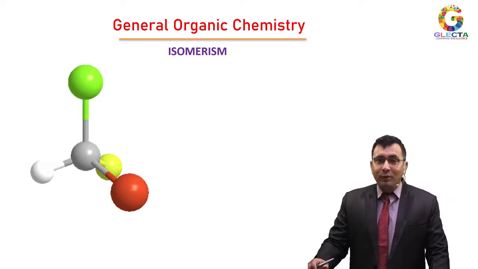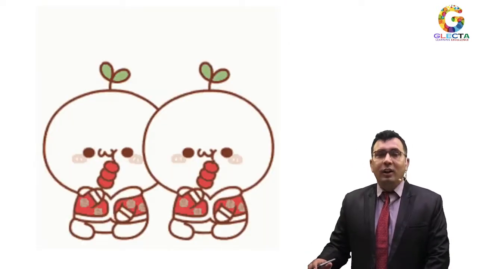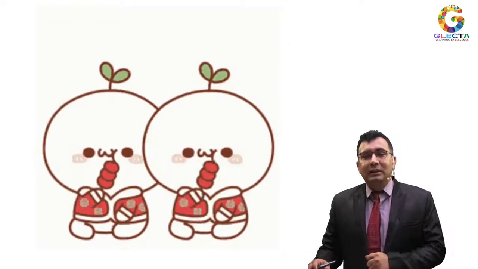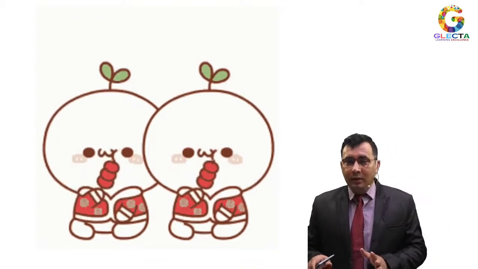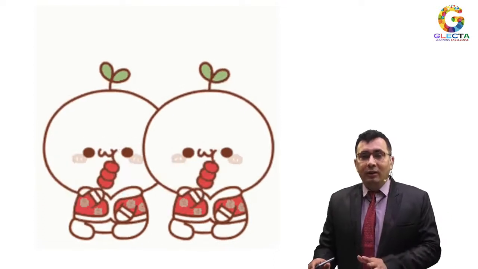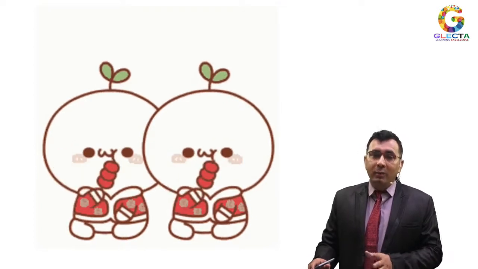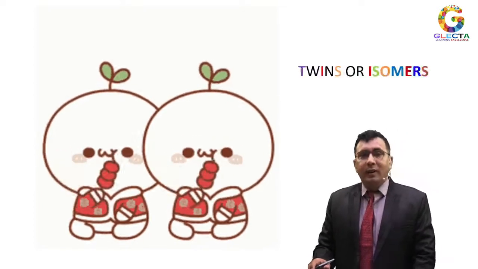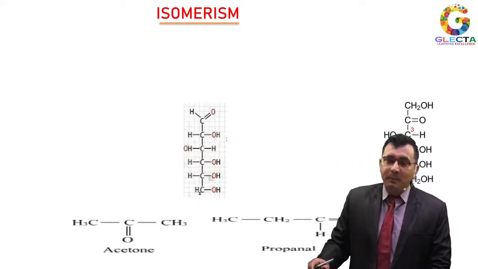Now, before we start isomerism completely, I want to show you one more figure. You see the twins: externally, look-wise, they are similar, but in attitude, behavior, and internal structure, they are different. So we can call them isomers of each other. Now, what is the exact definition of isomerism?